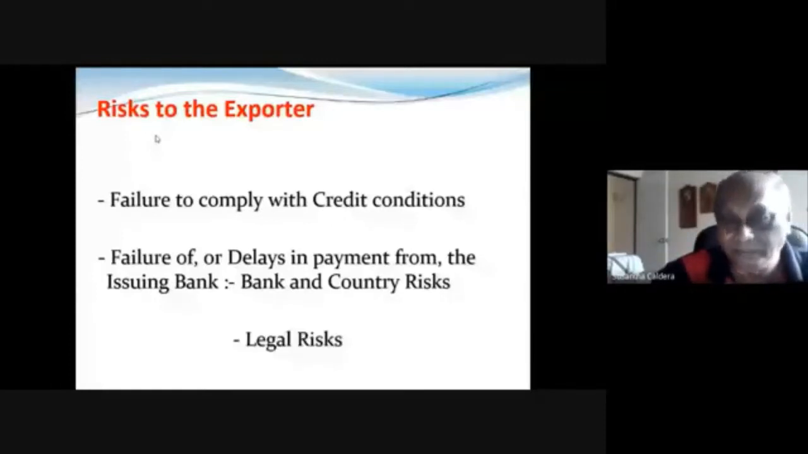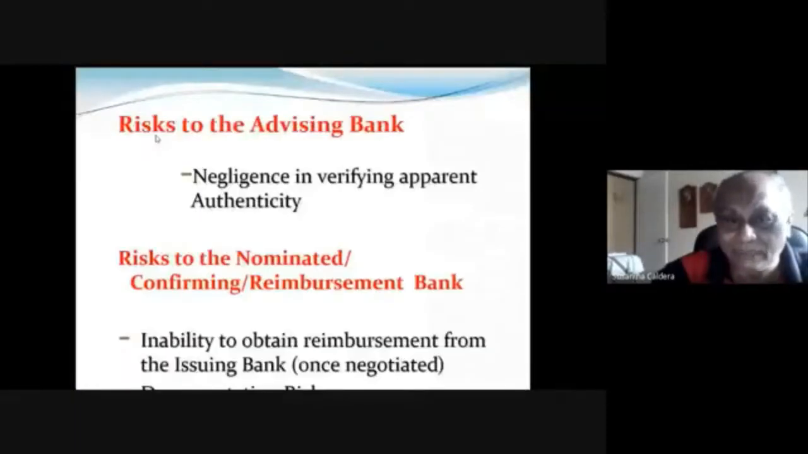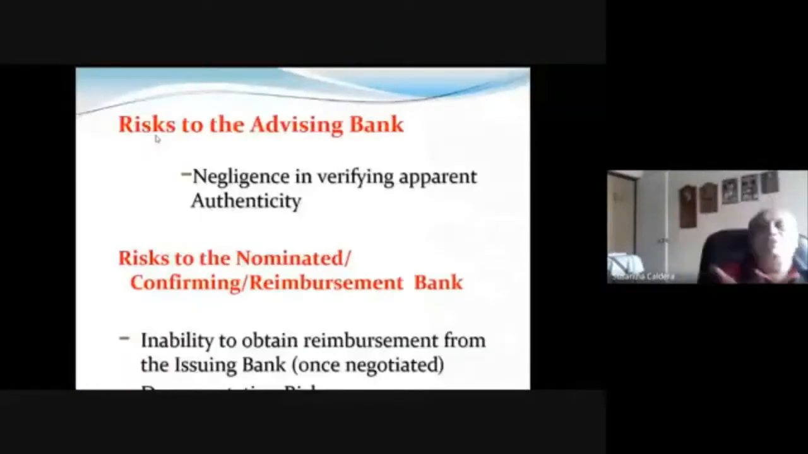Legal risk. Right? We have already talked a lot about these. Risk to the advising bank: negligence in verifying apparent authenticity. Right? We have to check authenticity. Then risk to the nominated or confirming bank, reimbursement bank, right? Inability to obtain reimbursement from issuing bank once negotiated, documentation risk.